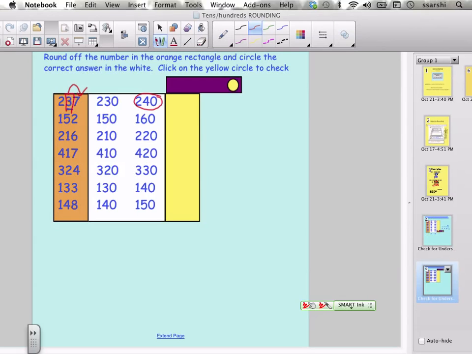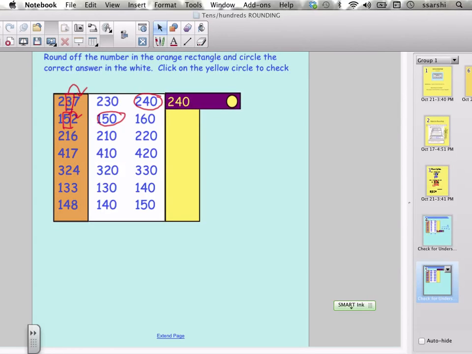The next case, I look at the 5. I build the house. I look at my neighbor. And I leave it alone because 4 or below, I have a 2 there. So I would say it is 150. Again, pause the video. Take a minute to write on a separate piece of paper what your choices would be for the remaining numbers, and then hit play again to check your answers.